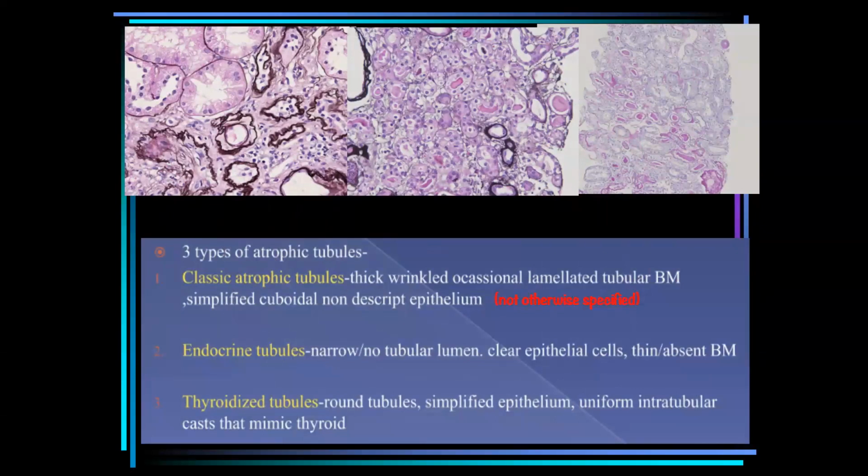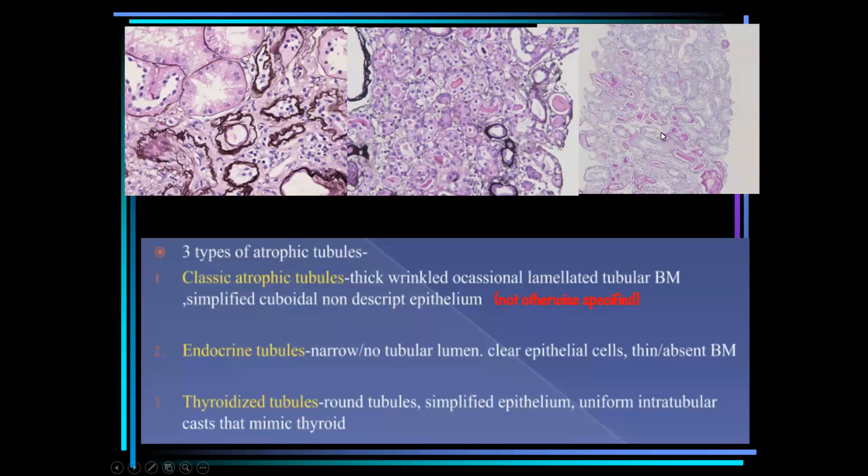Coming back to one of the other disorders we described in renal tubular pathology, this is tubular atrophy. There are three forms of tubular atrophy in pathological terms. I will start with the third one, here. It is called the thyroidization type of tubular atrophy. As you see here, the renal tubules are rounded, the epithelium is simplified, and there are uniform intratubular casts mimicking the thyroid colloid. This is the thyroidization form of renal tubular atrophy.